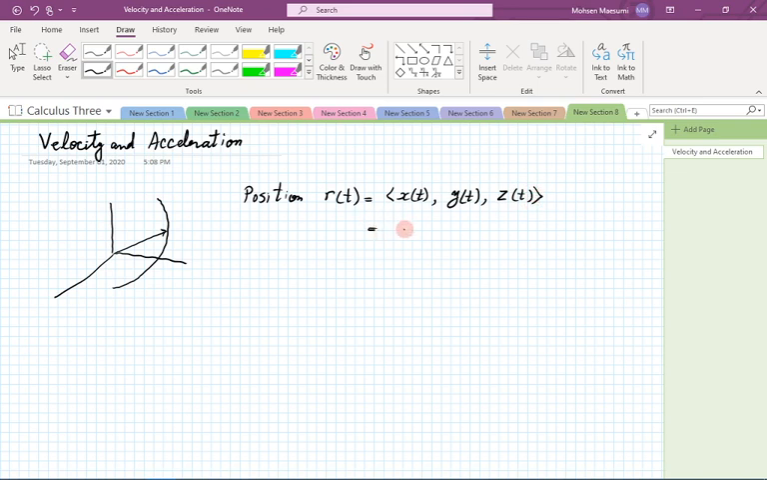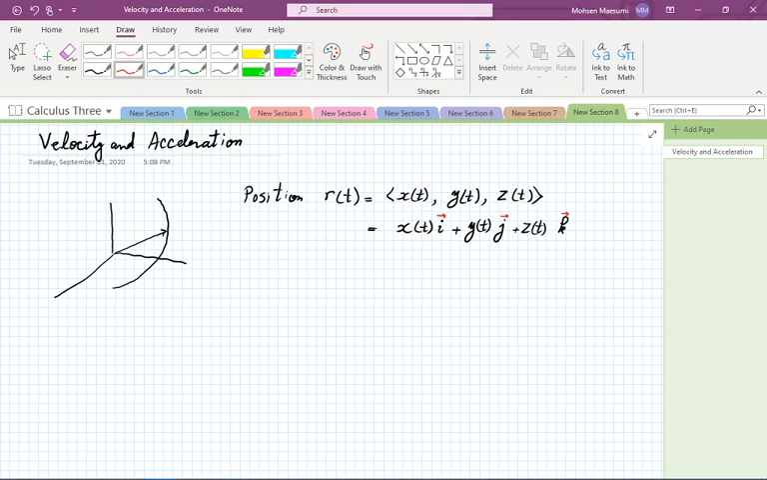The other notation that is used is to write x of t times the unit vector i plus y of t times the unit vector j plus z of t times the unit vector k, and i, j, k are the unit vectors we talked about. This notation is a little more complicated for me to write, so I'm going to stick to having them separated by commas, and that's going to be simple.